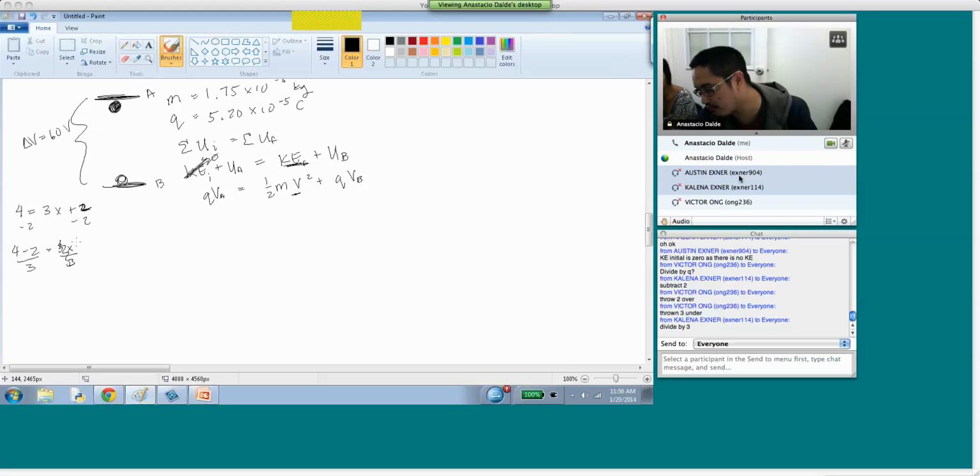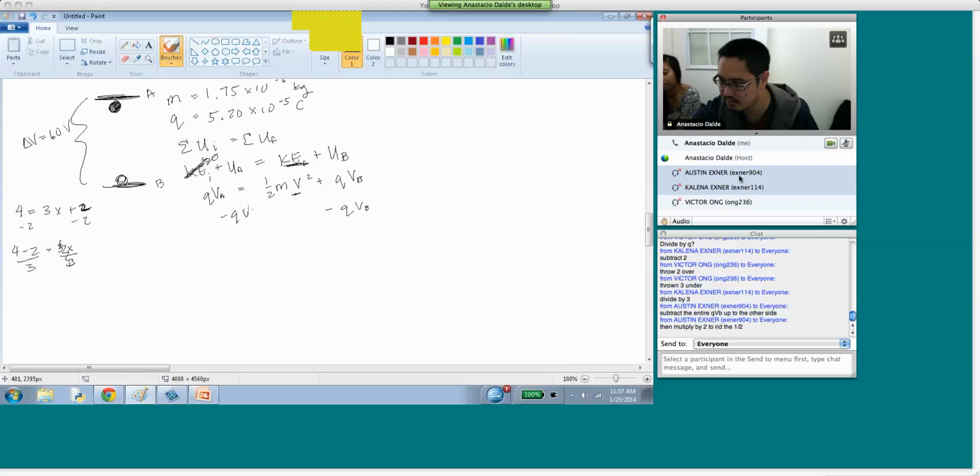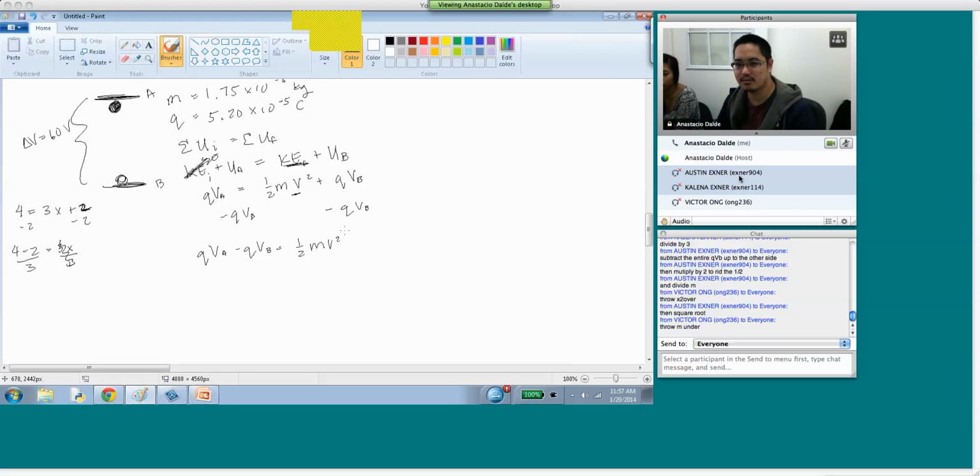In this equation, I want V all by itself. Here's my hint to you. It might look different, but I'm doing the exact same steps as what we did. I'm going to subtract both sides by QVB. Okay? So I've got Q times VA minus Q times VB equals 1/2 MV squared. We cool?